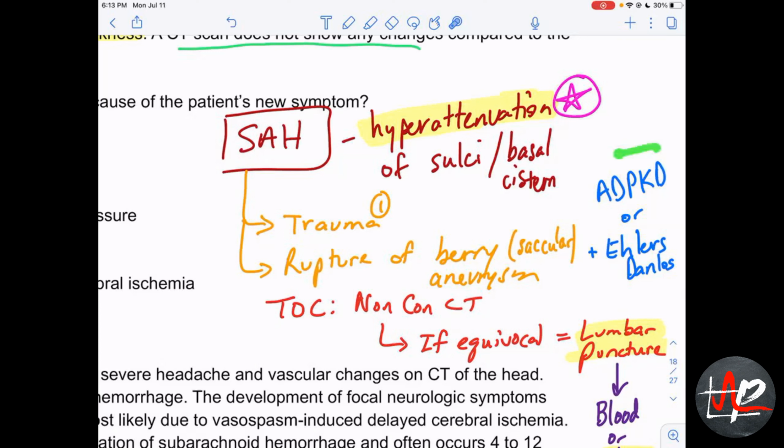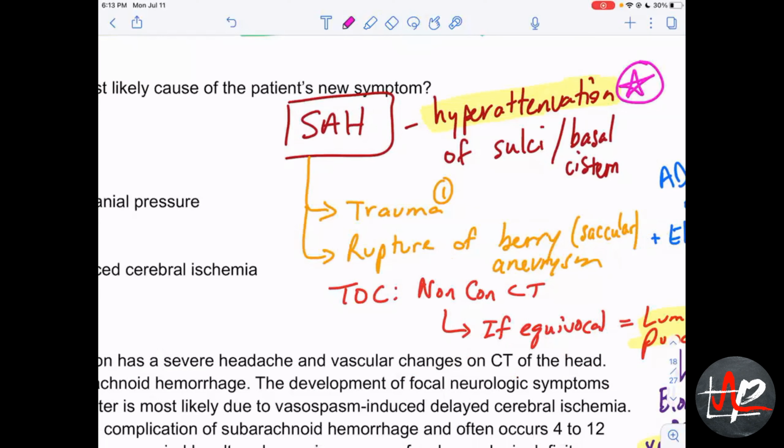So your guys' homework is to go back and review what autosomal dominant polycystic kidney disease and Ehlers-Danlos symptoms would be. Okay. And now let's take it to anatomy, which you guys know I always love taking it back to. So if you have a saccular aneurysm, where is it most likely to be located? So these berry aneurysms, I'm going to just put a circle here.